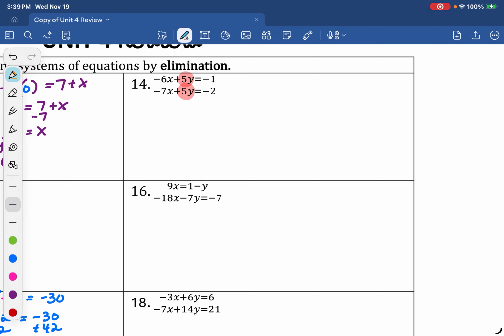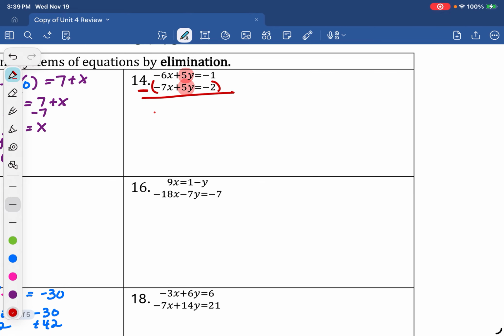They are both the same sign, which means we are going to subtract everything in the bottom equation from the top. So we're going to say negative 6x minus negative 7x. Remember, when you subtract a negative number, you add. So we're really saying negative 6x plus 7x, which is going to give us positive 1x, or just x. Now we have 5y minus 5y, which is 0. Negative 1 minus negative 2, or negative 1 plus 2, which is going to give us 1. So we get that x is 1.